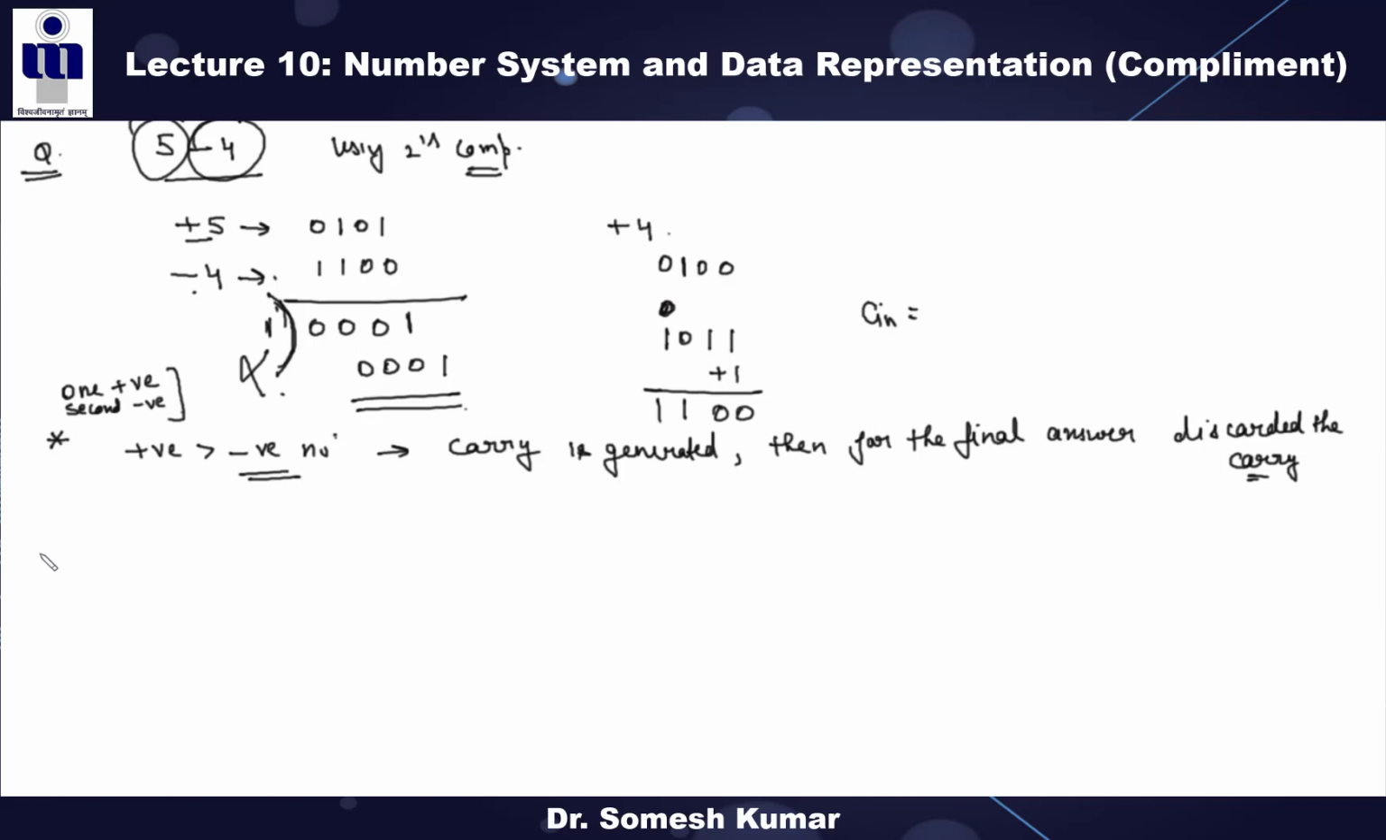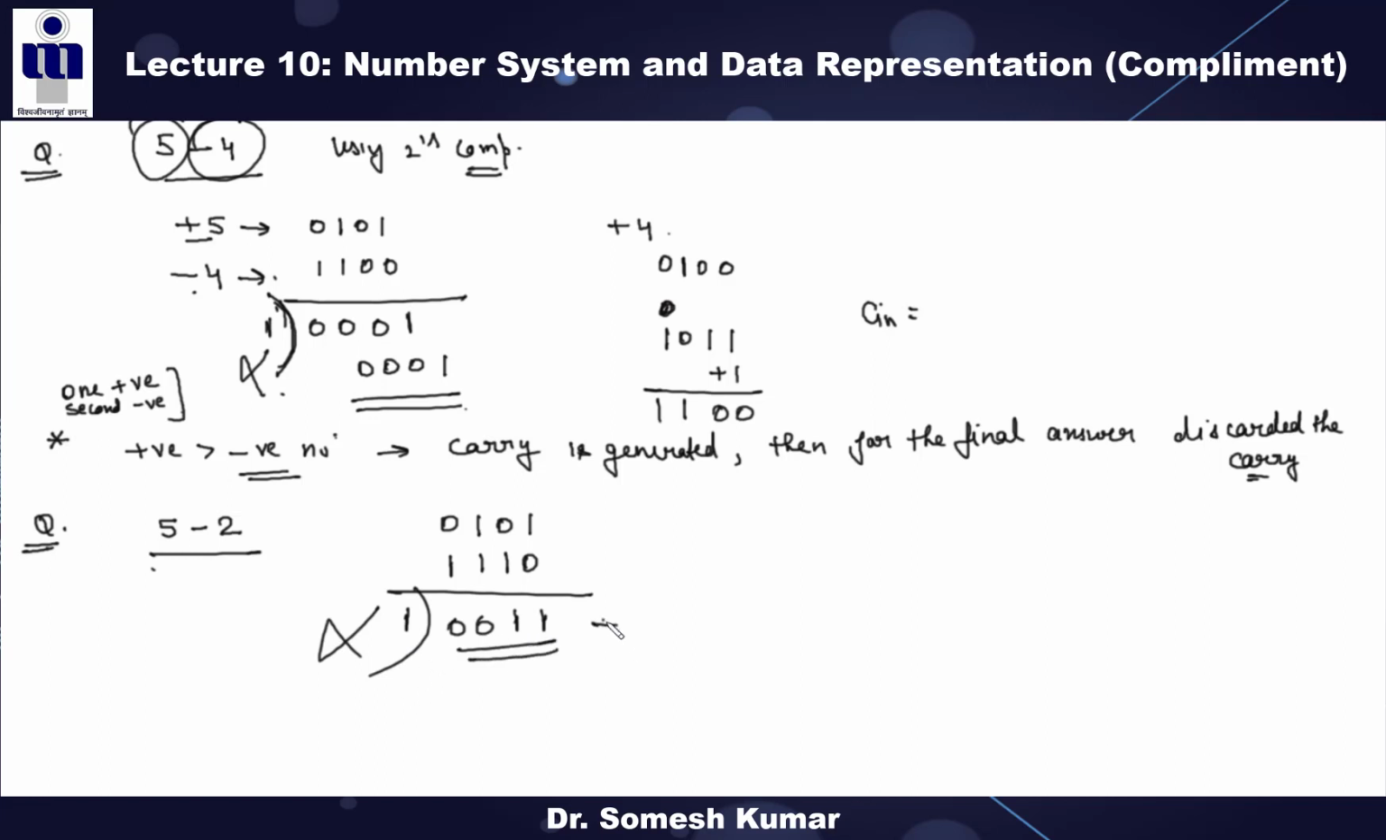Now, in the second case, we are taking a second example. 5 minus 2, a similar one, just for your practice. What is plus 5? 0, 1, 0, 1. What is minus 2? You can represent minus 2 using its complement: 1, 1. So what is the addition? 1 plus 1 is 0, 1 plus 1, 0. Carry is generated, and we have to discard the carry. So this is your answer and this is your plus.